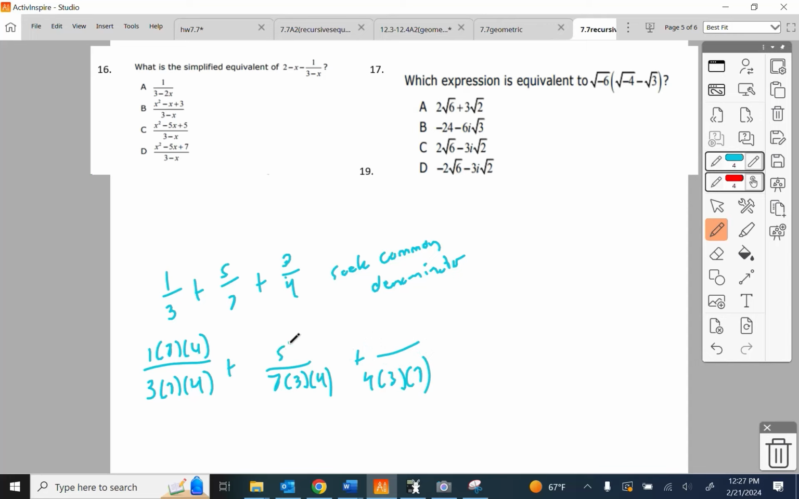So that 5 has to get a 3 and a 4. And that 3 has to get a 3 and a 7. I didn't change the number, I just changed the appearance. But that's the gist. Give things what they don't have.